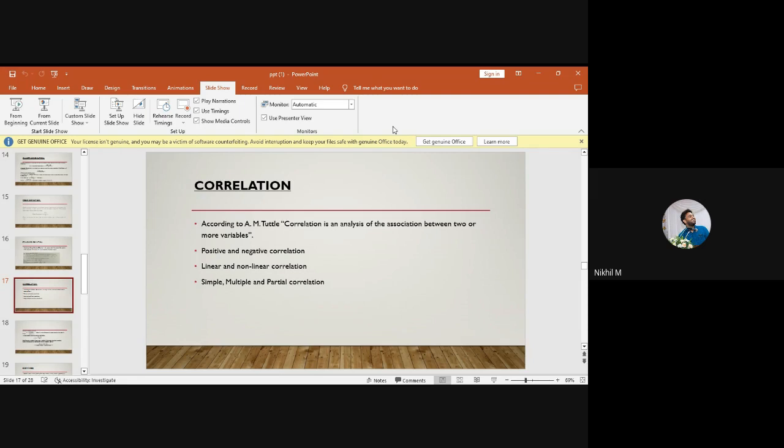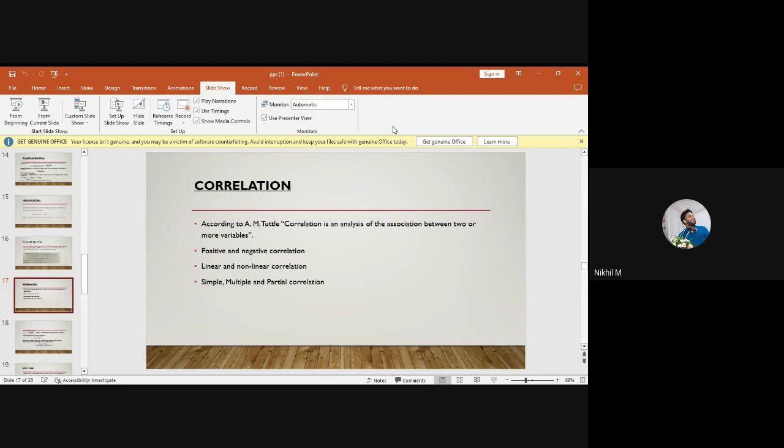So once again, when the values of two variables move in the same direction, the correlation is known as positive correlation, and when the two variables have an inverse relationship, it is known as negative correlation. Next one, linear and non-linear correlation.